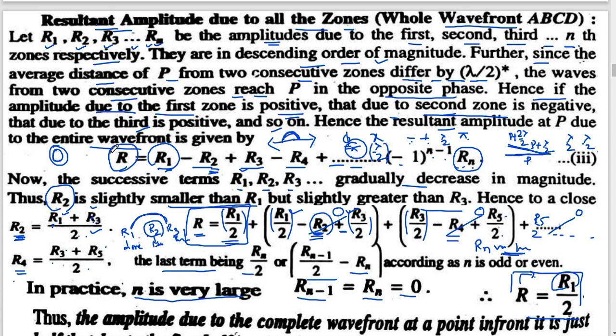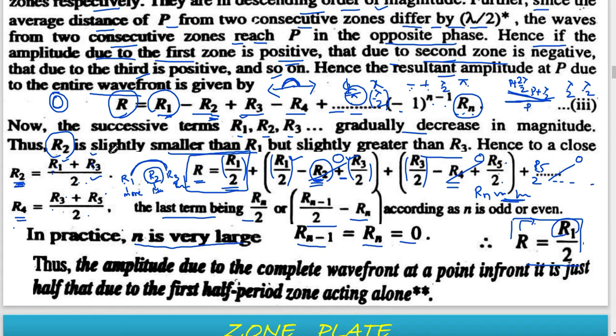That's why these zones are known as half period zones, because the amplitude due to the complete wavefront at a point in front of it is just half that due to the first half period zone. So the question will be asked, why are half period zones called half period zones? The answer is that the resultant amplitude due to all the wavefronts, all the zones, is equal to half of the amplitude of the first zone.